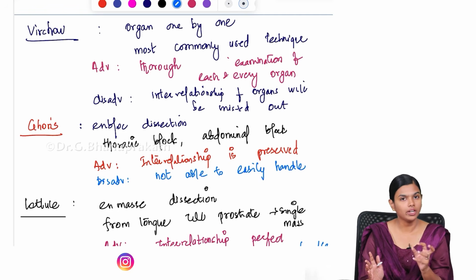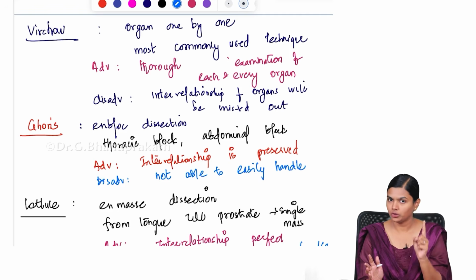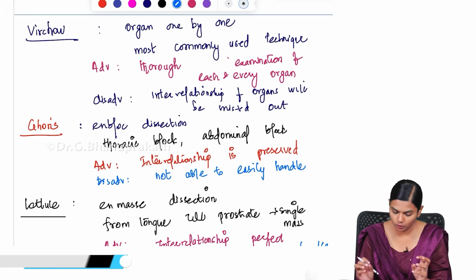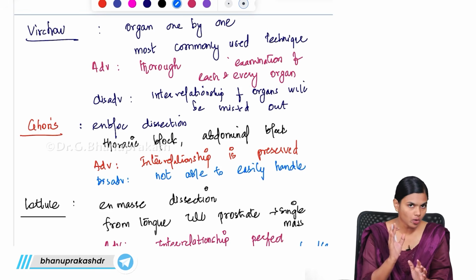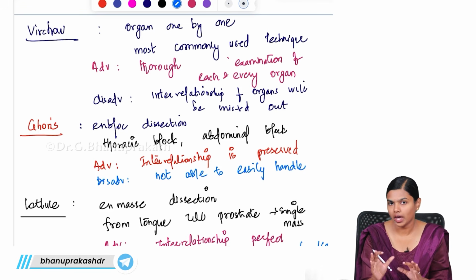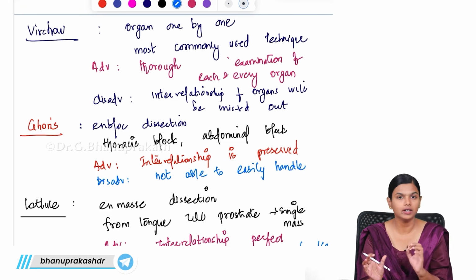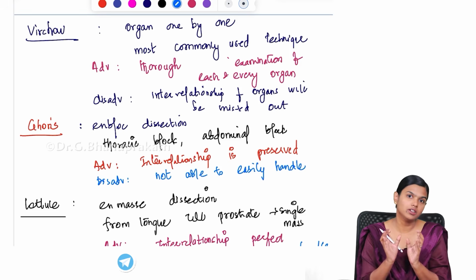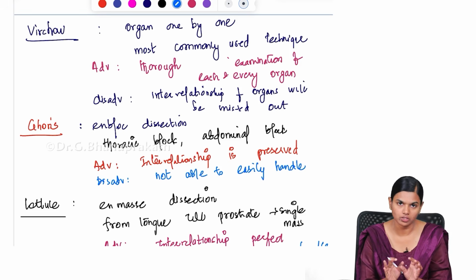So this organ removal, first Virchow, you will take out the organ one by one, and this is the most commonly used technique. Advantage, each and every organ can be thoroughly examined. Disadvantage, the interrelationship between the organ will be missed out. This is your Virchow's technique.